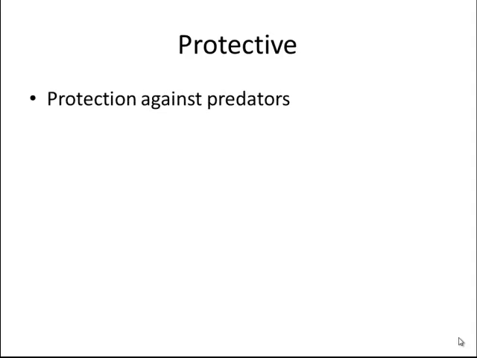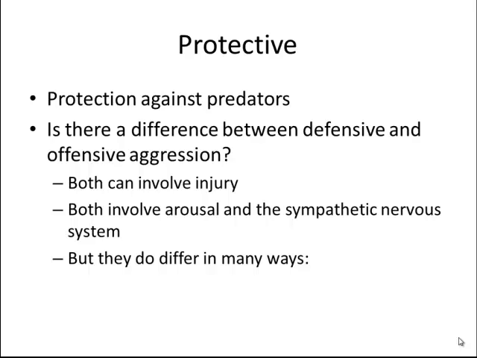Now to protective aggression. This is like a protection against predators. And here's something that has been presented as ways of understanding differences in aggression. The question is, is there a difference between offensive aggression, an animal choosing to attack another animal, and defensive aggression, which can be just as violent, but where the animal doesn't choose to do this, would rather run away? Both involve injury, both involve arousal in the sympathetic nervous system, but they may differ in many ways.